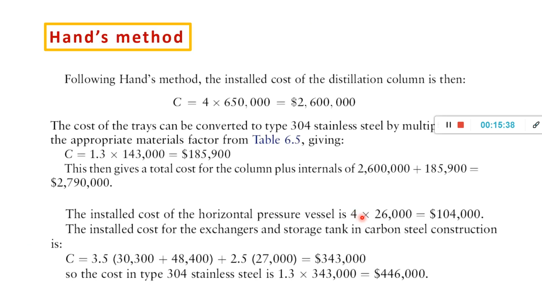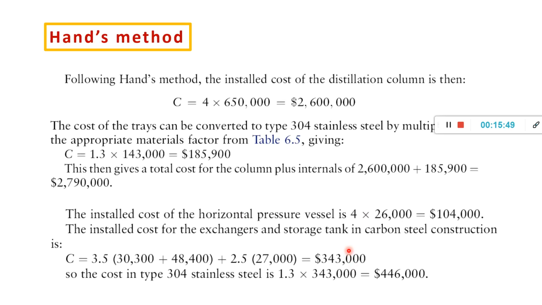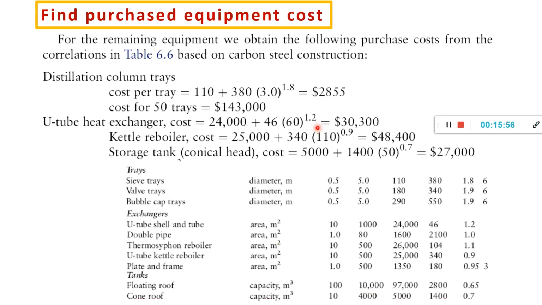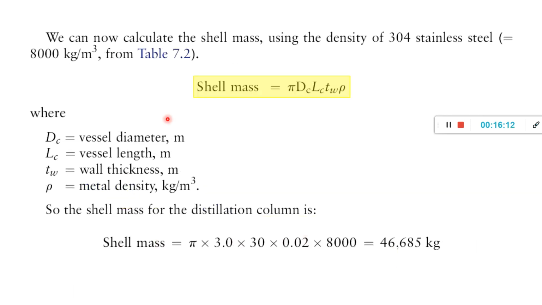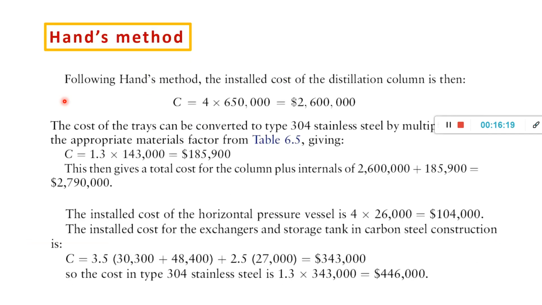So we go to the Hand method. After we check the purchase equipment cost from this table, we go to the Hand methods because we need to use the Hand method and also the values from the tables. The question asks us to estimate the cost using both Hand methods and the factors given in table 6. The factors given in table 6 will come with the equations, and using Hand methods means we need to refer to a table. So after we get the purchase equipment cost, we go to the methods.